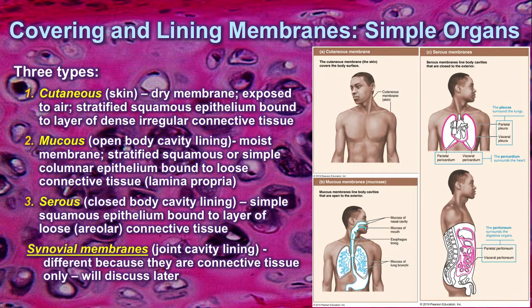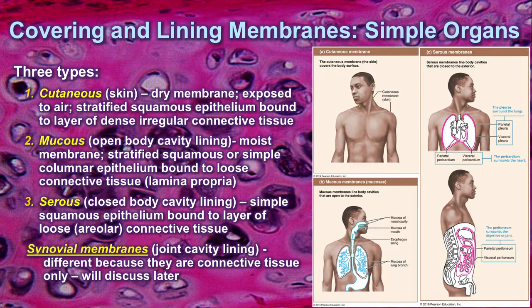So now that we have our epithelial tissues and our connective tissues, we can form our very first simple organs. Remember, cells make up tissues, tissues make up organs. So we have to have multiple tissues to make up one organ. So our simple organs are our membranes that line and cover things. Okay? So in your body, you have 3 basic types of membranes. You have cutaneous membranes, you have mucous membranes, and you have serous membranes.